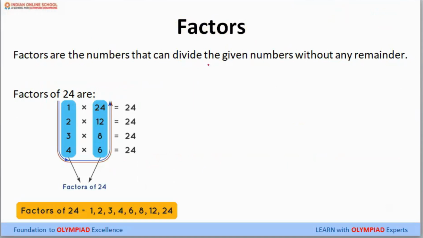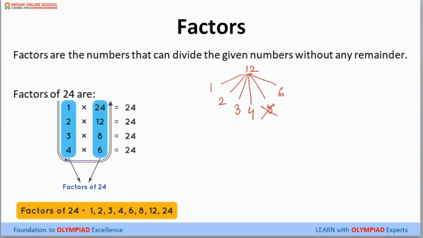Factors are the numbers that can divide the given number without any remainder. For this, let me write the number 12. Is 12 divisible by 1? Yes. By 2? Yes. By 3? Yes. By 4? Yes. By 5? No.